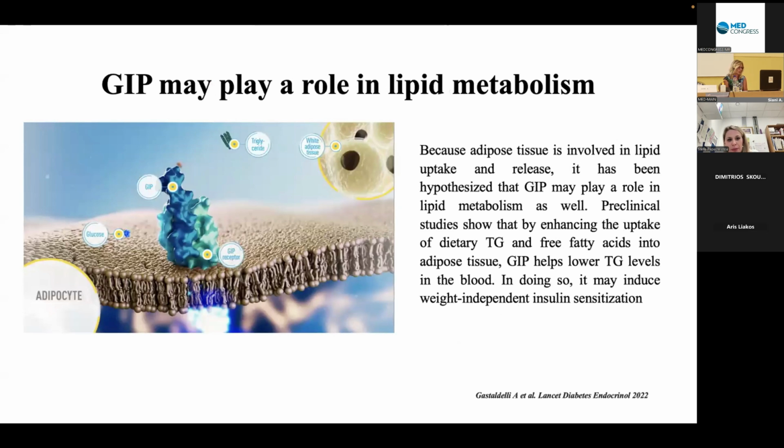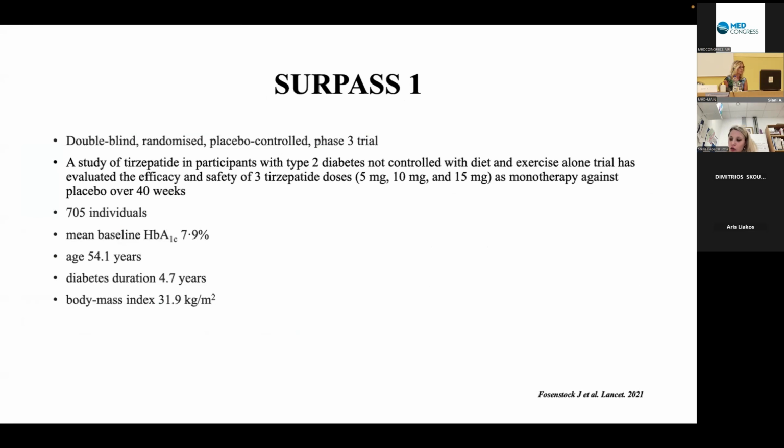We know that GIP may play a role in lipid metabolism. Because adipose tissue is involved in lipid uptake and release, it has been hypothesized that GIP may play a role in lipid metabolism. Some preclinical studies show that by enhancing the uptake of dietary triglycerides and free fatty acids into adipose tissue, GIP helps lower triglyceride levels in the blood. In doing so, it may induce weight-independent insulin sensitization. Various clinical trials have been performed so far, and many are ongoing.